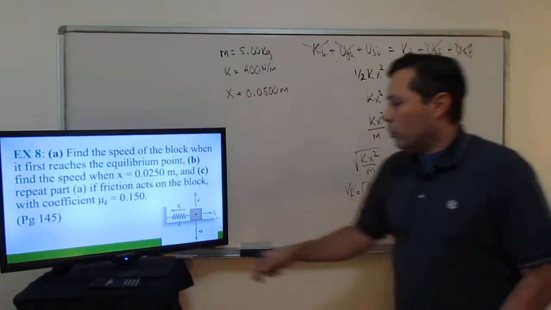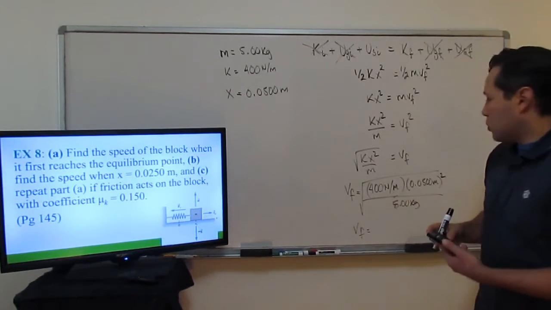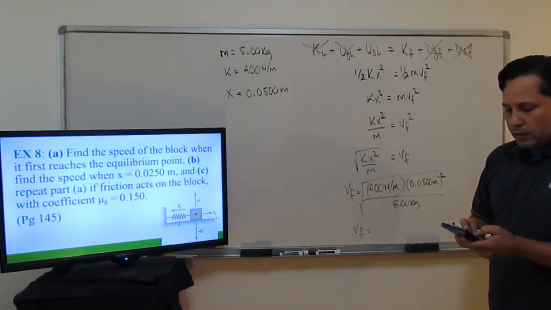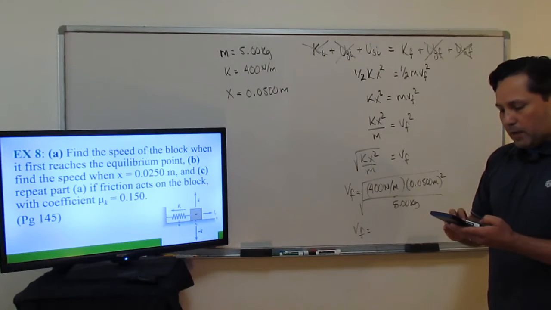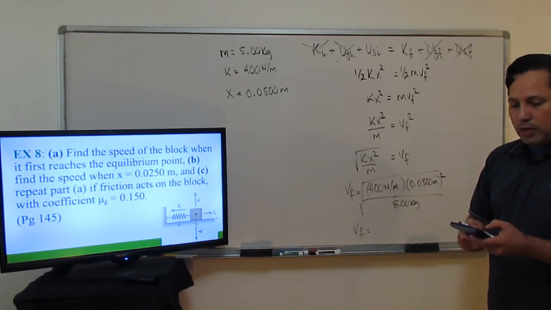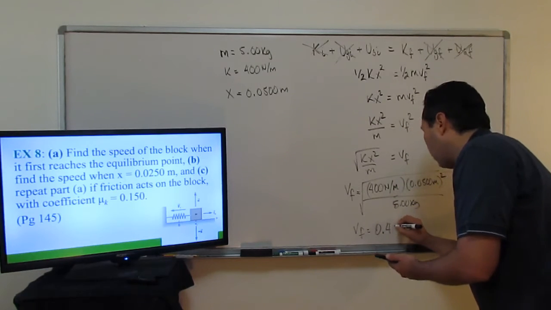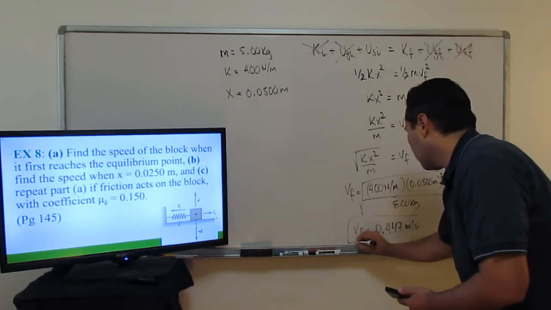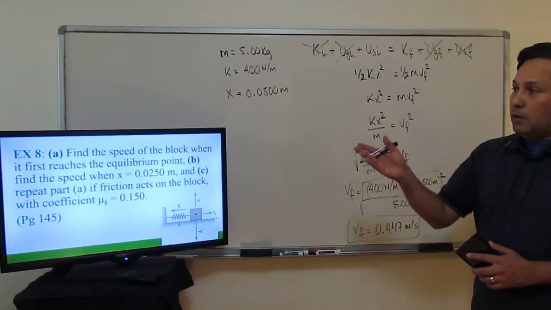Alright, so we plug all of those into the calculator, and we get our answer for part A of this problem, which is 400 times 0.05 squared, divided by 5 kilograms. We get 0.2, and now we're going to square root that, and the answer is going to be that the block is traveling at 0.447 meters per second. And that takes care of part A of example 8.